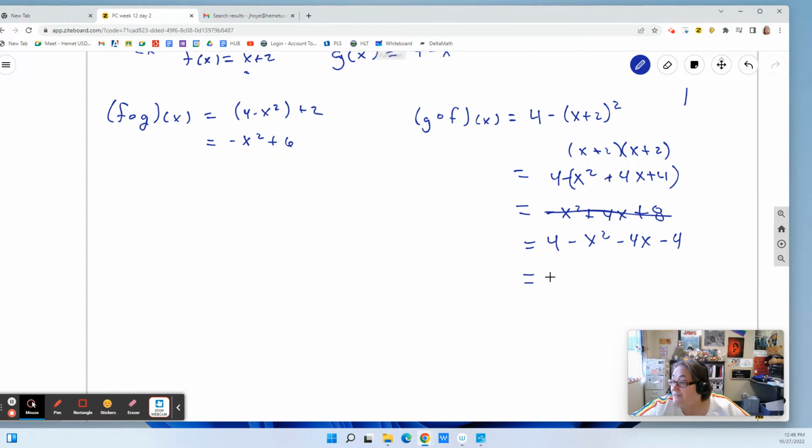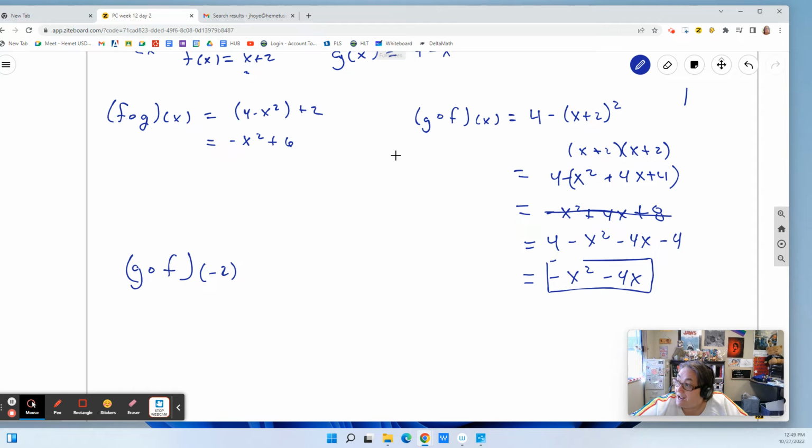I should have just left it alone. So now I have minus x squared minus 4x. And these 4's are going to disappear because I'm left with 4 minus 4, which just zeroes out. And so this winds up being our composition of the function. What if I was asked to find g of f of negative 2?